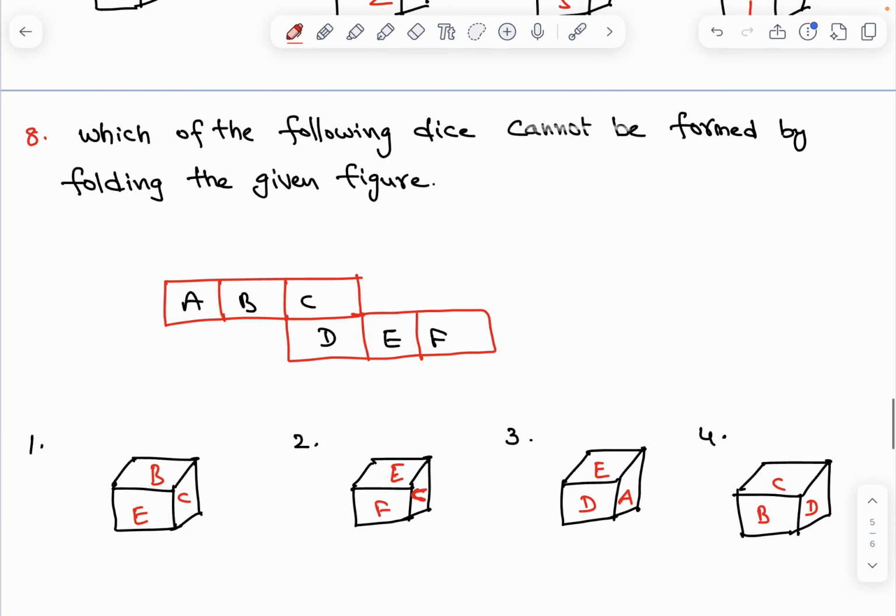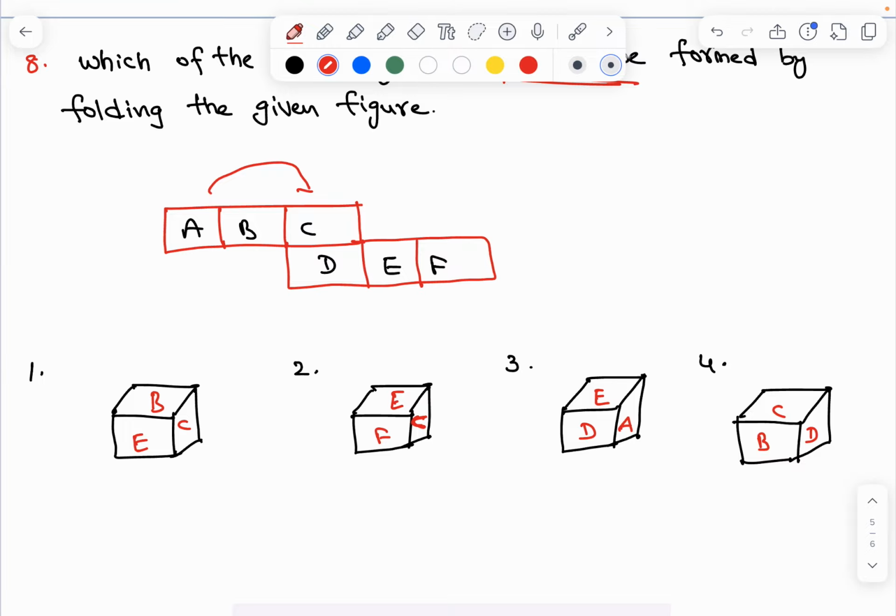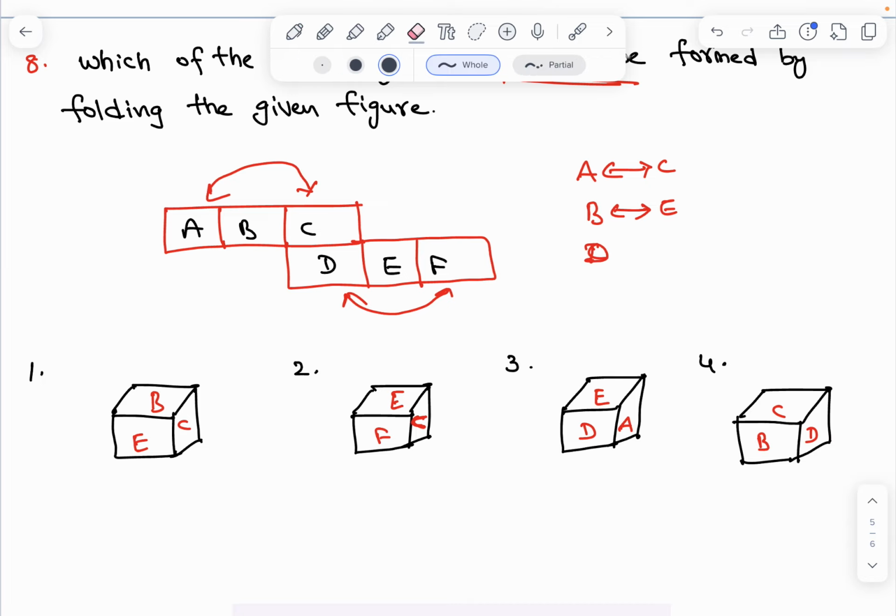Next, sum number 8. Which of the following dice cannot be formed by folding the given figure? Cannot be formed. Its meaning is that 3 dice are right and only 1 dice is wrong. Here you can observe A and C opposite, B and E opposite, D and F opposite. These are the opposites.